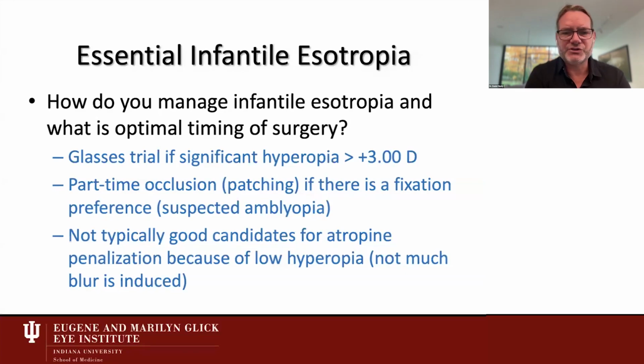Part-time occlusion, if there's a fixation preference or suspected amblyopia. Obviously you can't measure the vision, so you're looking at fixation behavior. And if they do have a fixation preference, you want to perform some part-time patching to try and equalize that. Because these patients usually have very minimal hyperopia, they are not typically atropine penalization candidates, because you just don't get that much blur induced when someone's a +2 or +2.50. But the good news is that usually patients this young don't have a great pincer reflex, so it's hard for them to remove a patch. So they're usually pretty easy to patch.